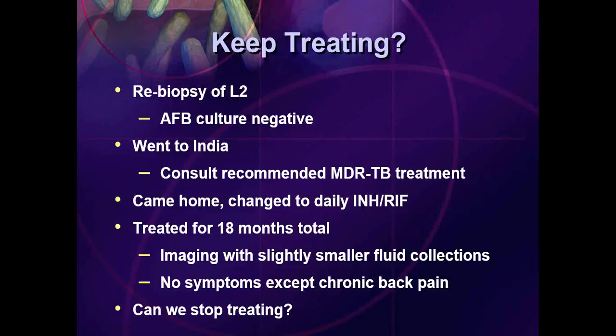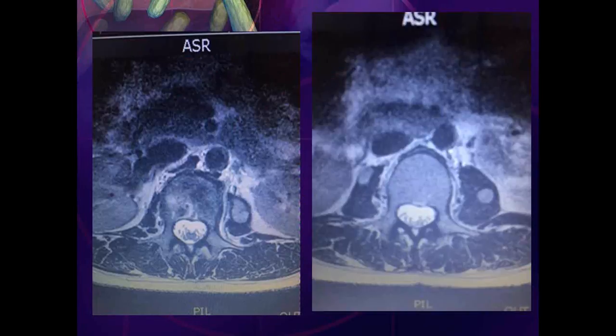So she then took another 6 months of therapy, and at 18 months she was re-imaged, and she still had these fluid collections, both in the bilateral psoas musculature, as well as around L2. She had really no symptoms. She felt great except for some chronic low-grade back pain. So the question is, what are we doing? And are we treating still? What are we treating? And can we stop treating?